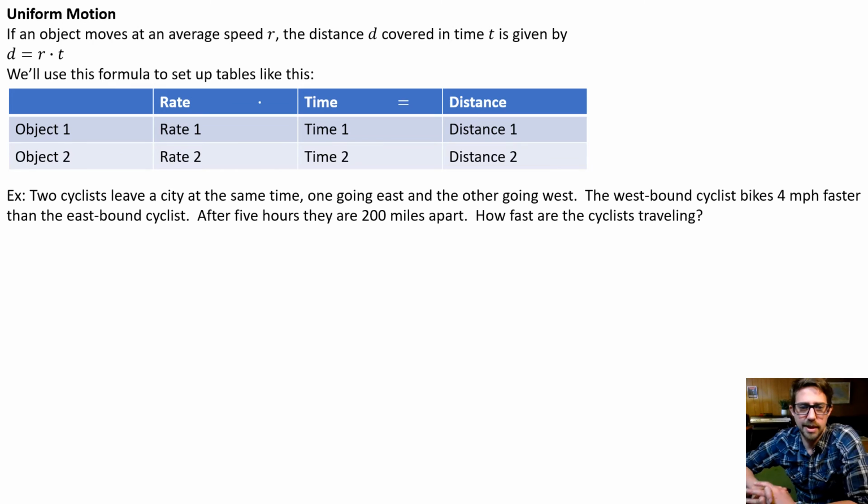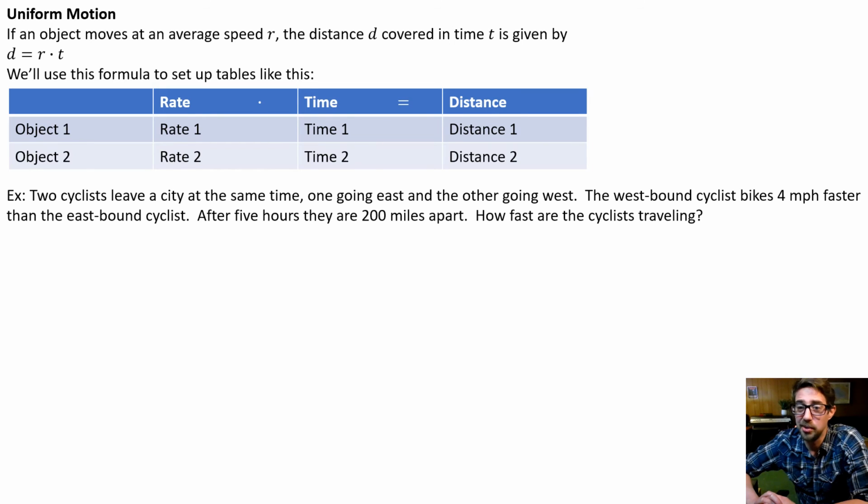2 cyclists leave a city at the same time, one going east and the other going west. Obviously, like due east and due west. The westbound cyclist bikes 4 miles per hour, so you know what mph means, right? Miles per hour, faster than the eastbound cyclist. After 5 hours, they are 200 miles apart. How fast are the cyclists traveling? A lot to process there. We're being asked for their rates. And again, we have to assume the rate is constant. Otherwise, you need calculus.